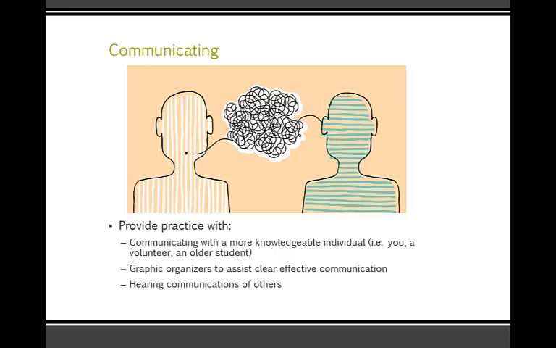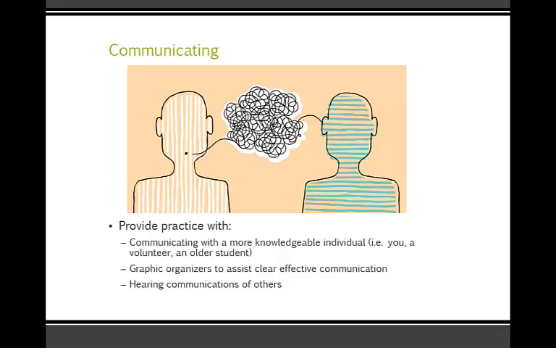So the three types of practice I want you to think about focusing on is, one, provide them an opportunity to communicate with a more knowledgeable individual, someone like you, a volunteer, an older student. These people are able to provide a scaffold to good communication by asking good questions and guiding them to those meaningful expressions that a true peer, an equal, might not be able to actually ask the right questions to help them to get that good communication down.